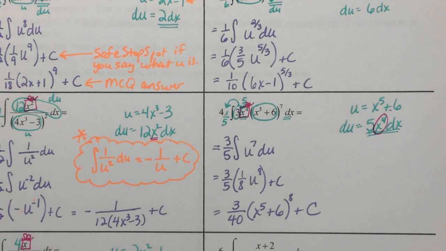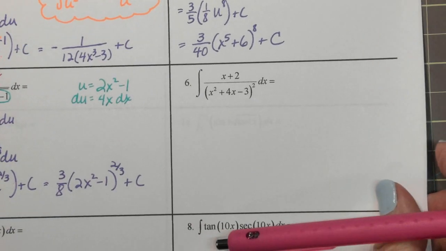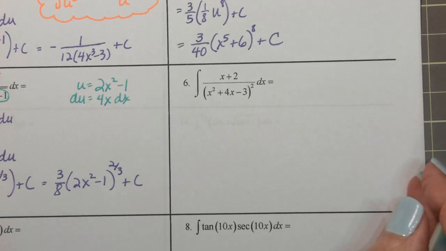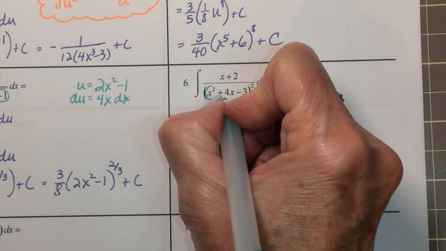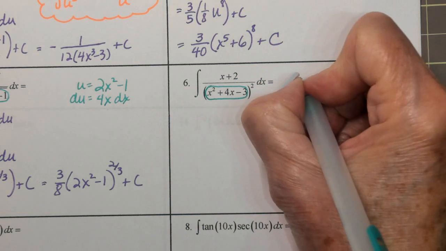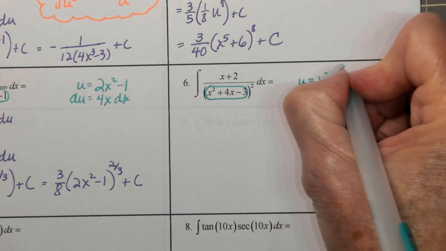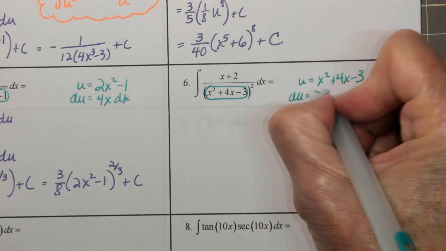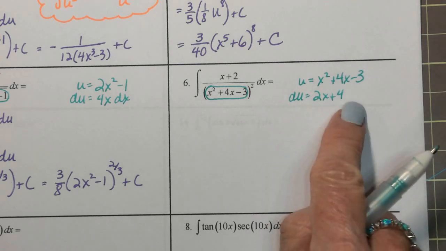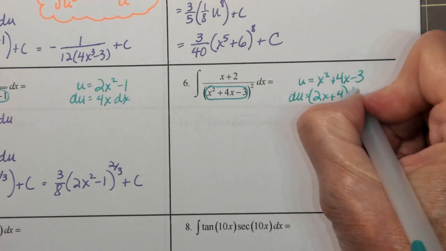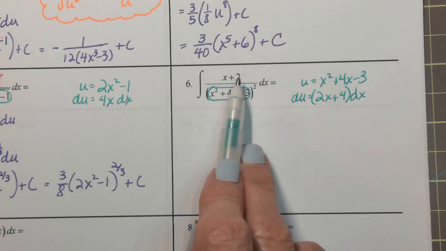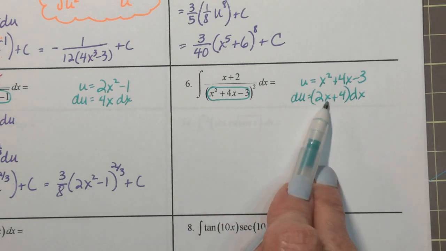Okay? So, let's take a look at number 6. I'm going to let u be what's being raised to the power. So u is x squared plus 4x minus 3. du is 2x plus 4. Now here we have two pieces, so I'm going to use parentheses around that and make it dx there. Okay, keep my distribution right. Well, we were given this, and we have that.